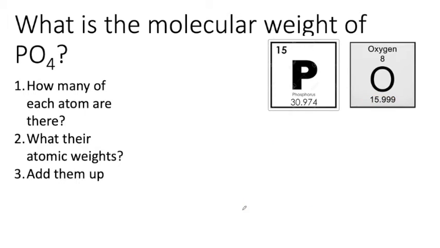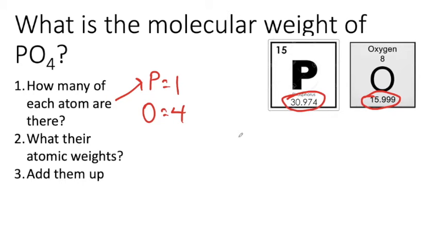Let's try another one. What is the molecular weight of PO4? Well, let's do this. How many of each atom are there? Well, if we look at phosphorus, there's only 1. But if we look at oxygen, there is 4, because that little 4 there applies to the oxygen. What are their atomic weights? I would look that up on the periodic table. Phosphorus is 30.9. And oxygen is 15.9. And so what I would do is I would just set up my problem.